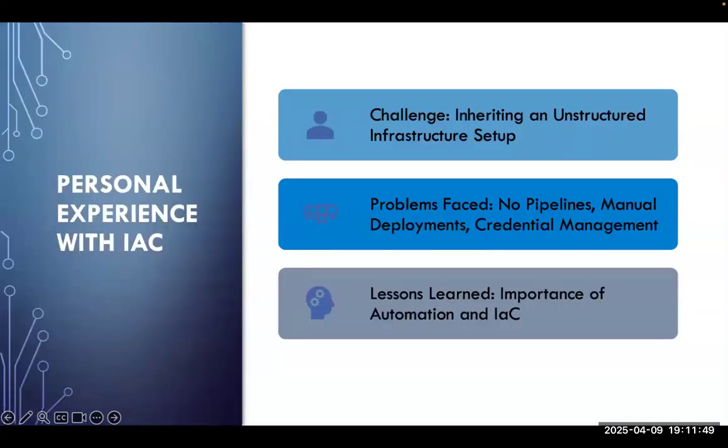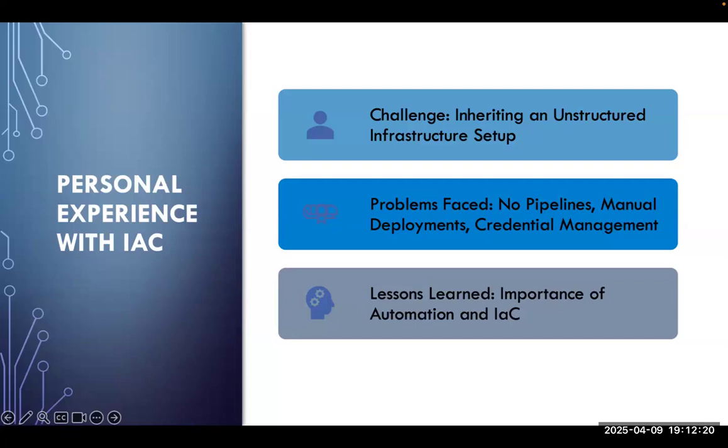In my personal experience, I faced a major challenge when I inherited a project after a fellow engineer left the company. The project lacked proper pipelines, auto deployments, and standardized configurations. Every deployment had to be done manually, and managing credentials for different environments became a time-consuming and frustrating task. This lack of automation not only slowed down my work, but also introduced risks due to inconsistent configurations.